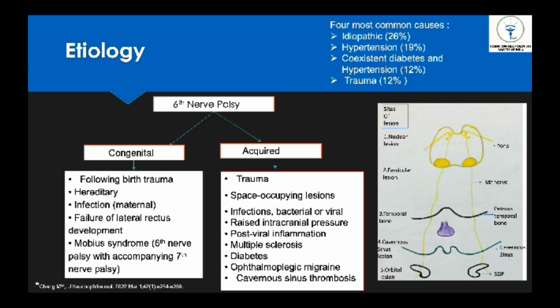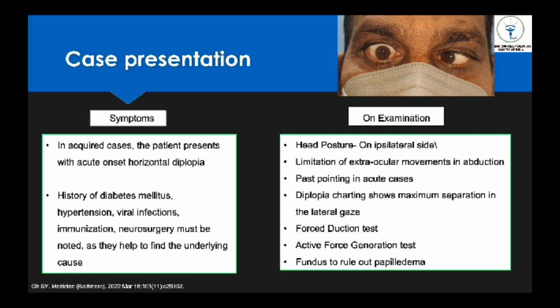The common causes include trauma, space occupying lesion, infections, raised intracranial pressure, viral inflammations, multiple sclerosis, diabetes, ophthalmoplegic migraine, and cavernous sinus thrombosis. Abducens or the sixth nerve is the most commonly involved in cavernous sinus lesions because of its location in the medial wall. The four most common causes are idiopathic, hypertension, coexistent diabetes and hypertension, and trauma.